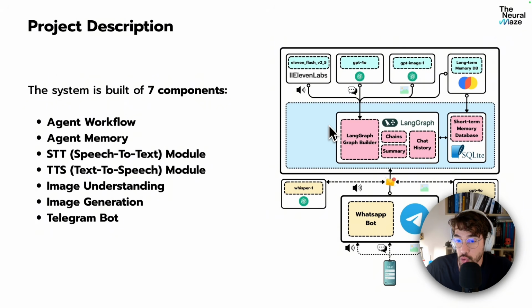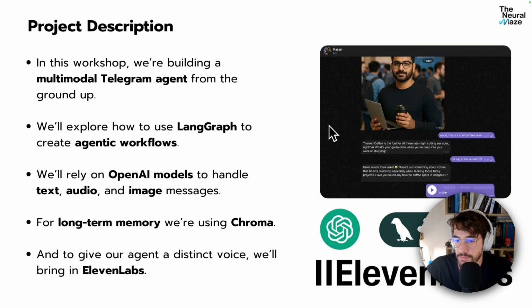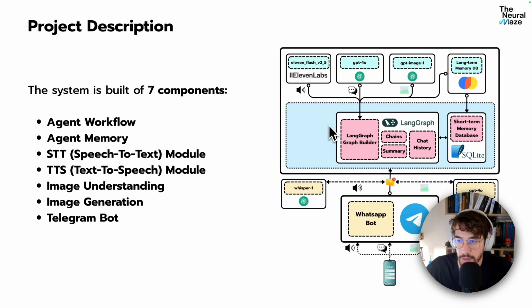Now let's do a bit of a deep dive into the project. Before, I just gave you an overview of what we are going to build, and now we are going to see how the system is going to be built. All right, so the system that you can see on the right is built of 7 major components.